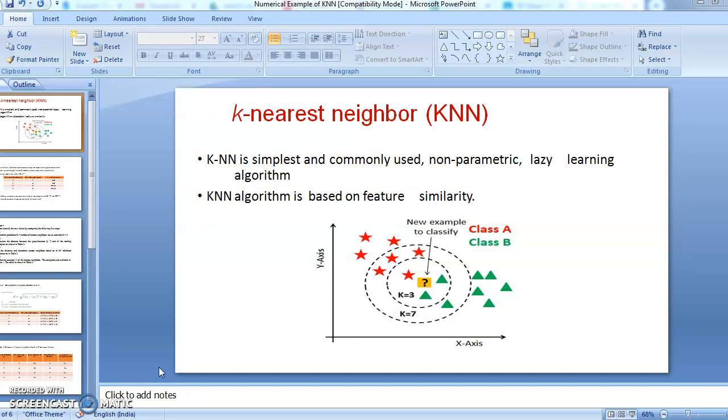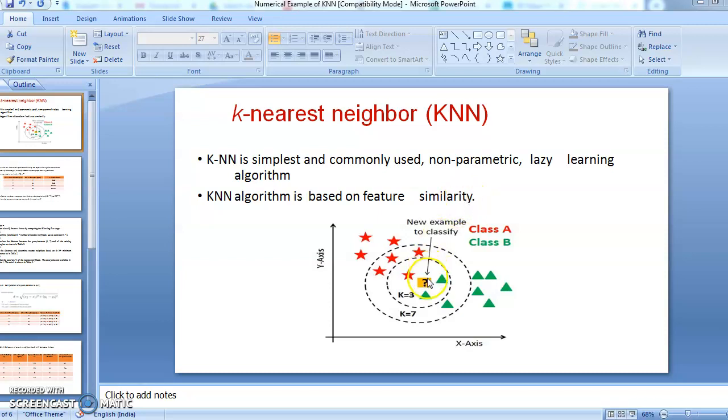Today's topic is K nearest neighbor, that is the KNN algorithm. KNN is the simplest and a commonly used algorithm. It is one of the supervised learning algorithms and generally it is based on the distance parameter of other data set. Here you can see that the KNN algorithm is based on feature similarity.